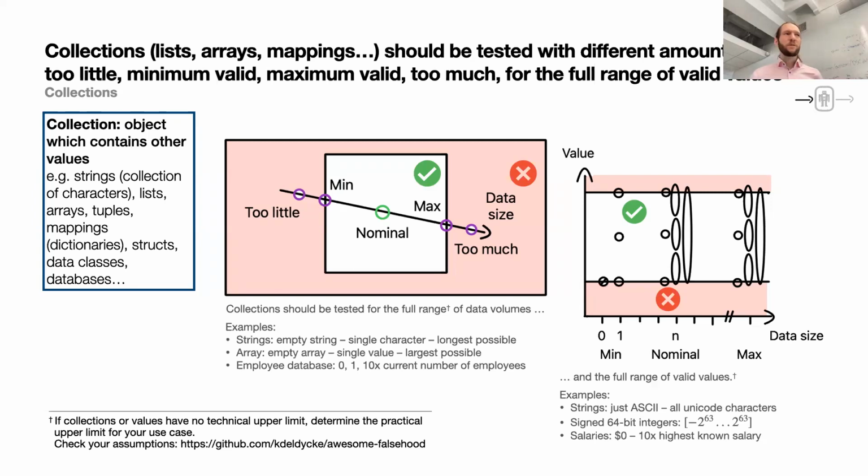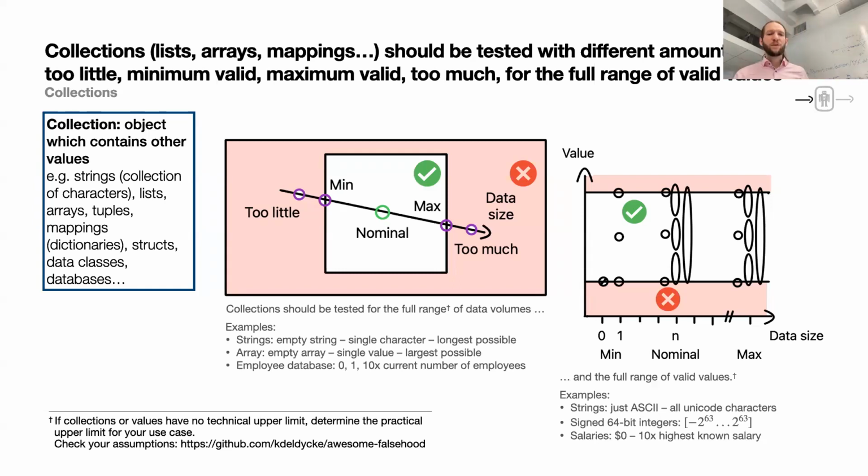And we need to treat those on both axes that we have. The first axis is the data volume, how many things we're putting into our collection. And the other is, what is the range of values that are acceptable to put in each of our collections? So let's start with the data volumes.